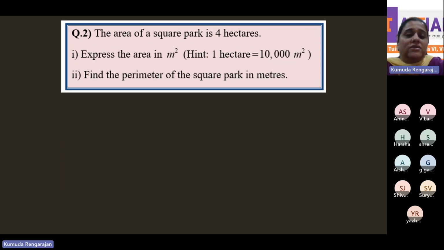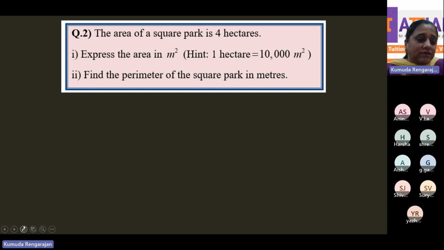The question is, the area of a square park is 4 hectares. Well, we know that 1 hectare is 10,000 meters square. So 4 hectares will have an area of 4 into 10,000, 40,000 meters square.